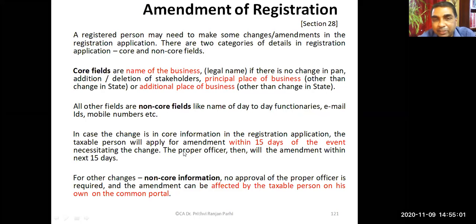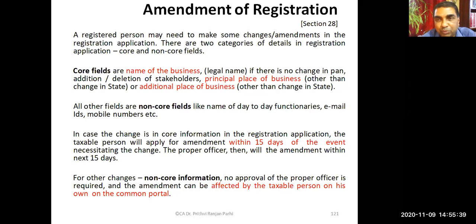If the amendment is related to non-core fields, suppose you want to change the authorized person data, the name of the functionaries, the email ID, or the mobile number, etc. These are non-core fields. For non-core fields, the taxable person, by going to the common portal, can directly make amendments. So non-core fields can be easily amended; the taxable person himself can get it amended.